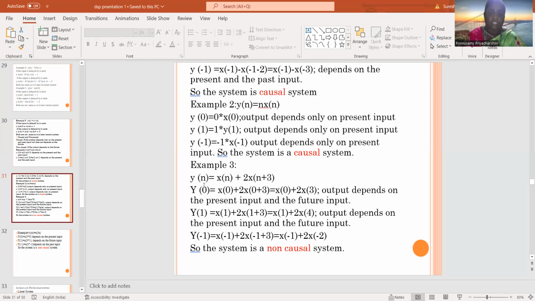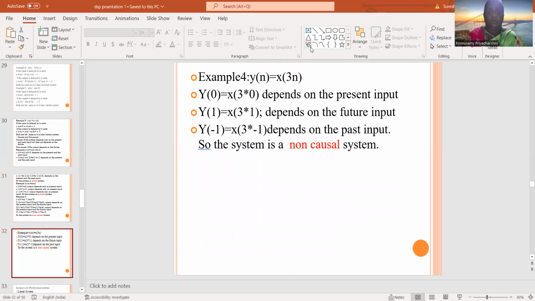And what about this condition? So here the last example is y of n is equal to x of n plus 2x of n plus 3. If I substitute the values for all the three conditions, 0, 1, and minus 1, x of 0 plus 2, x of 0 plus 3, the output depends on the present input as well as the future input. And here also the next value is coming like this. So it is not a causal system, it is a non-causal system. Causal means it depends only on the present and the past. If it is depending on the future, it is a non-causal system.